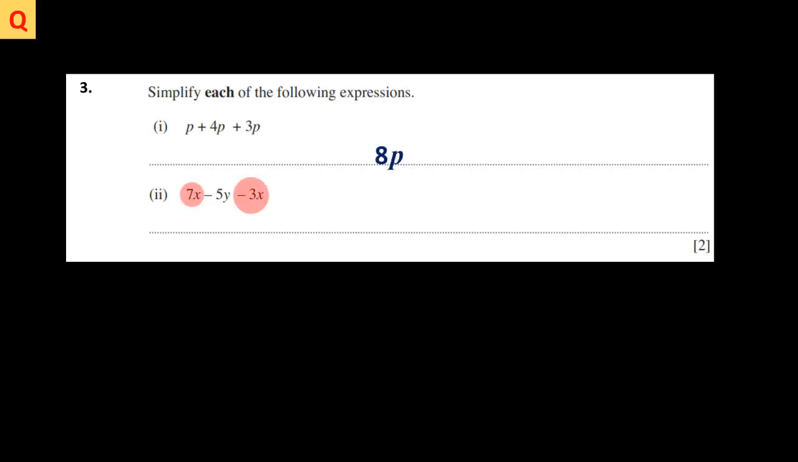Now let's have a look. Let's put some circles around the x's. We got 7 of them, take away 3, so that's 4x. And we're left with minus 5y. There we go. That's simplified. We've tidied it up. Instead of having 3 terms, we've got 1 or 2 terms in the second one.